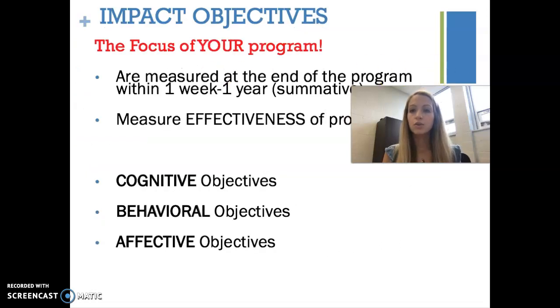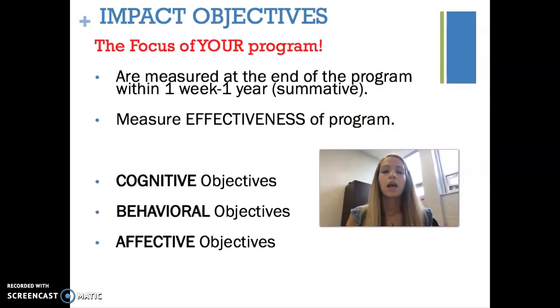All right, so those were process objectives. Next is our impact objectives. This is the focus of your program. You will be writing impact objectives. So if you don't get anything else, take this away from this PowerPoint.